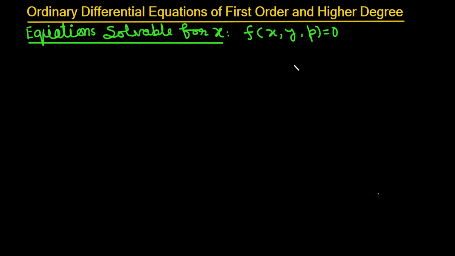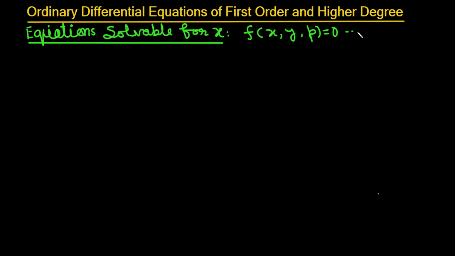So in the previous two videos, we saw how to solve an ordinary differential equation of first order and higher degree when it is solvable for p, and in the second video when it is solvable for y. In this video, we will see how to solve these kinds of equations when they are solved for x. Now, let us write this general notation for first order and higher degree equation.